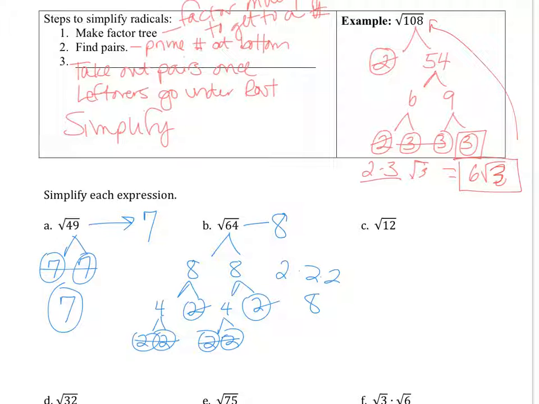Working to simplify 12 here. So again, I'm going to look for some factors here. I know that that's 2 times 6. And factor 6 again, 2 times 3. Circle my prime numbers. I've got a pair of 2's. That square root, that's the 3, that's my leftover.